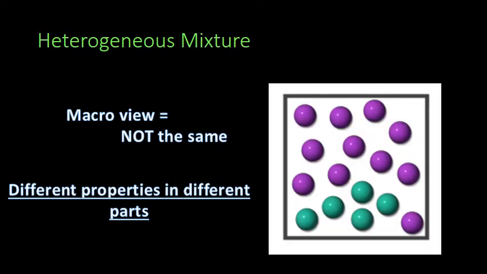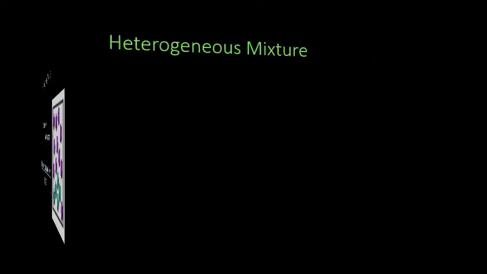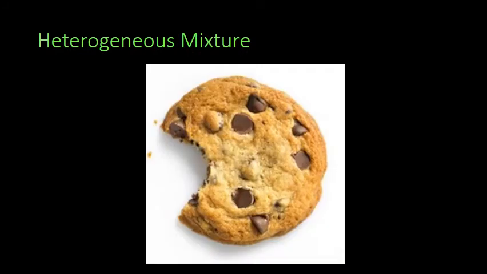In this picture, if I were to take a spoonful from the top and a spoonful from the bottom, I would get different stuff. There's different properties in different parts. A cookie is an excellent example of a heterogeneous mixture.